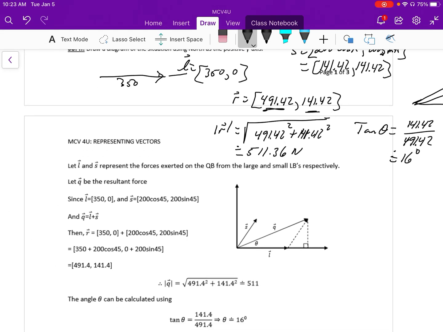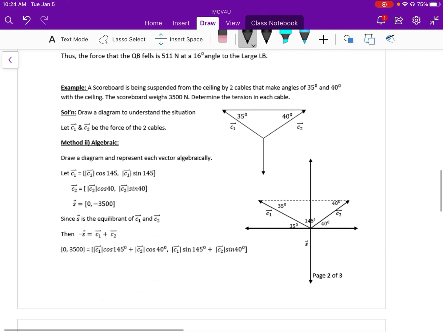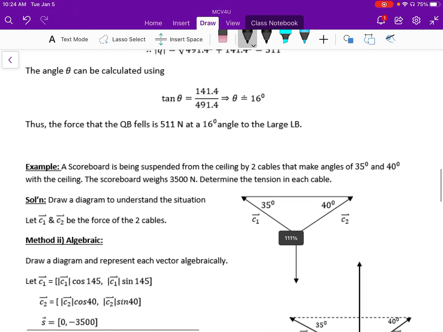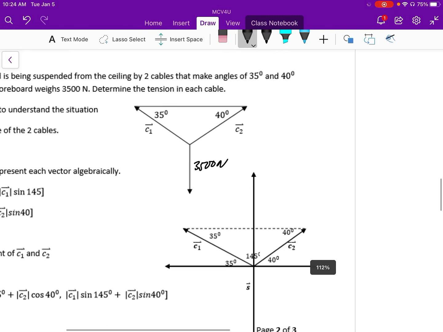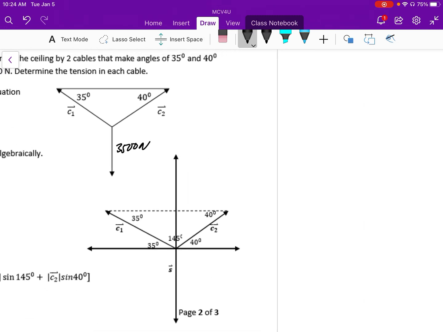Now, let's take a look at the scoreboard and do that algebraically. Let's see what we have to do here. Scoreboard again, just to refresh our memory: two cables make an angle of 35 and 40. The scoreboard has a weight of 350 newtons. So the 350 newtons is going down this way. Draw the diagram to understand the situation where we see these two. And to make it algebraic, we take a look at putting it on the grid.